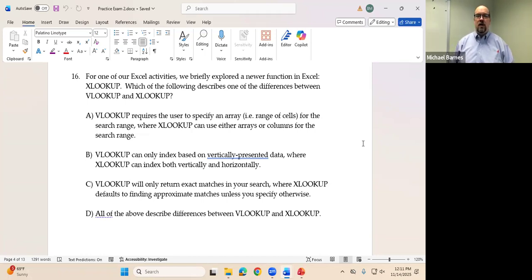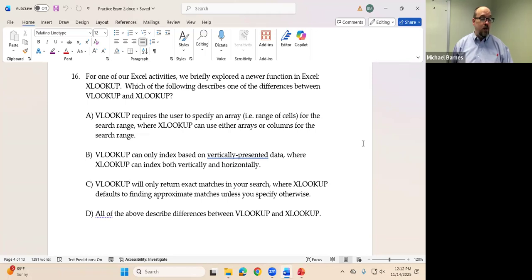That's unfortunately not true, okay? It's actually the other way around. XLOOKUP requires an array. VLOOKUP can use arrays or columns. On C, VLOOKUP will only return exact matches in your search, whereas XLOOKUP defaults to finding appropriate approximate matches unless you specify otherwise. Again, we transpose those. XLOOKUPs will return exact matches. VLOOKUPs only approximate matches. So the one that must be true is B.